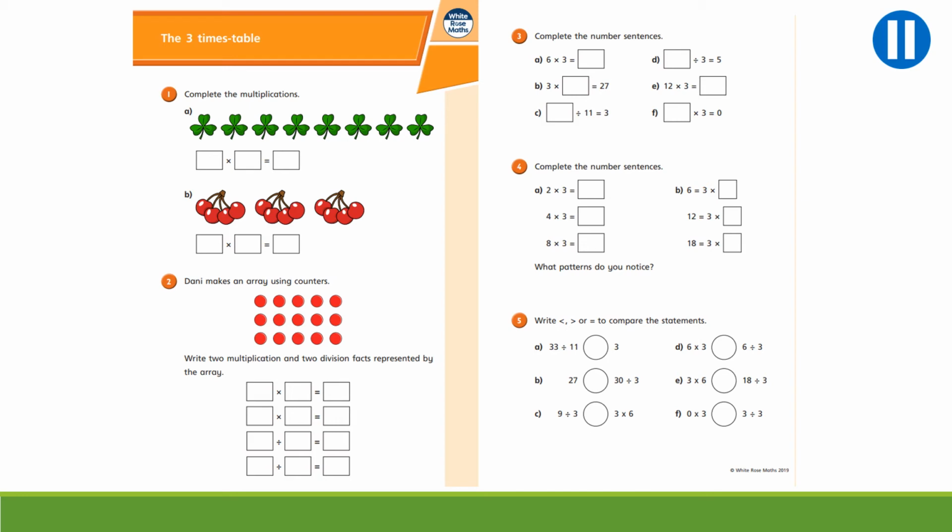Complete the number sentences for number 4. And number 5, you need to write the comparison signs bigger than, smaller than, or equal to. Looking at those number sentences, for example, in A, 33 divided by 11. Is that going to be greater than 3 or smaller than 3? You will need to work out the answer first. Okay, so have a go.